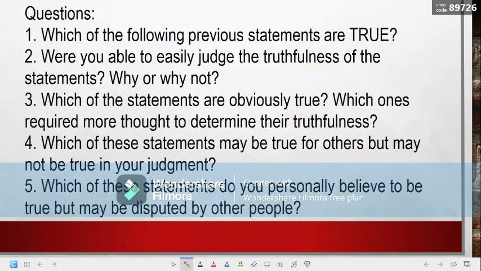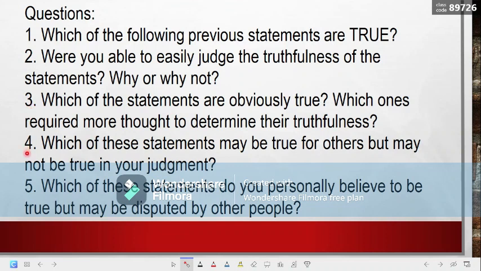Now, here are the questions. Number 1. Which among the previous statements are true? You just have to mention the numbers, or enumerate the numbers. Number 2. Were you able to easily judge the truthfulness of the statements? Why or why not? 3. Which of the statements are obviously true? Which ones required more thought to determine their truthfulness?